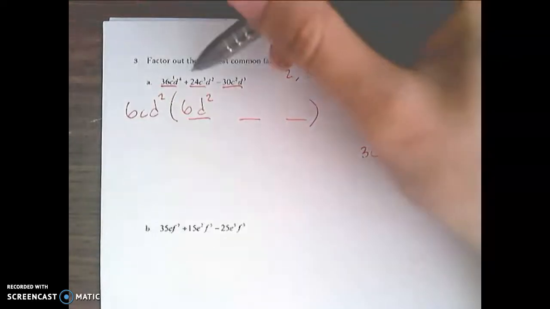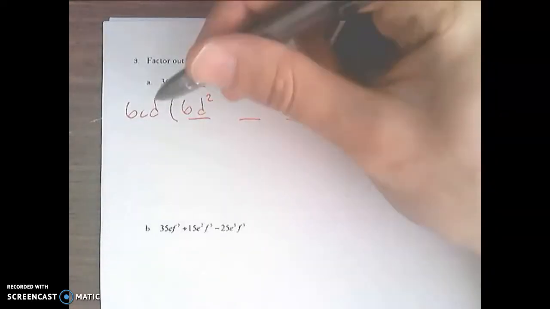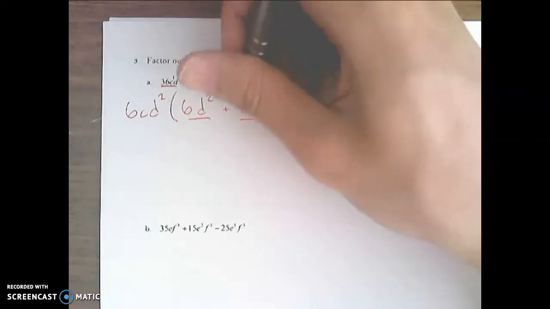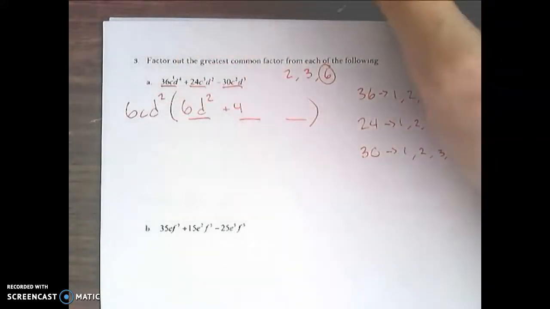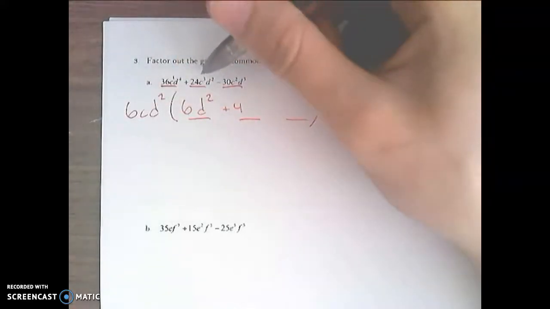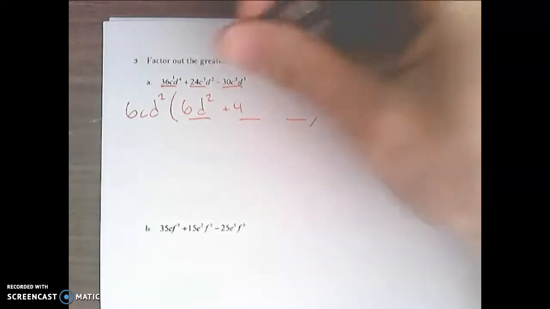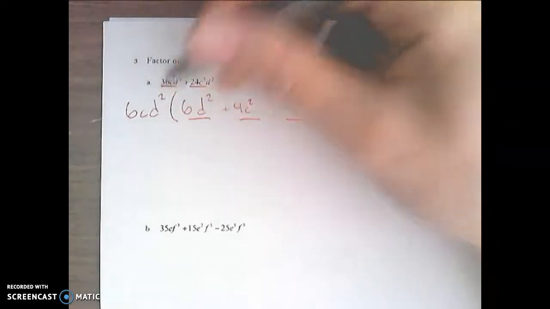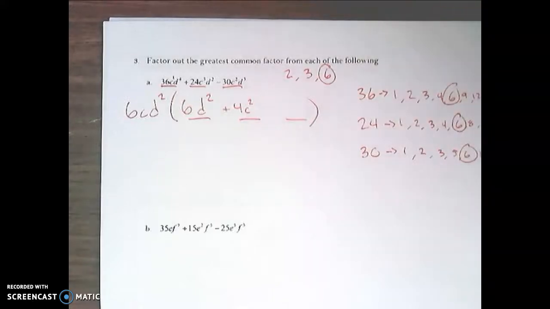Next up, we have 24. We pulled out a 6. So 6 times, this is positive 4, gives us 24. And then we have 3 c's. We pulled out 1, so we have 2 left over. We have 2 d's. We pull out both of them, so there's nothing left over there.